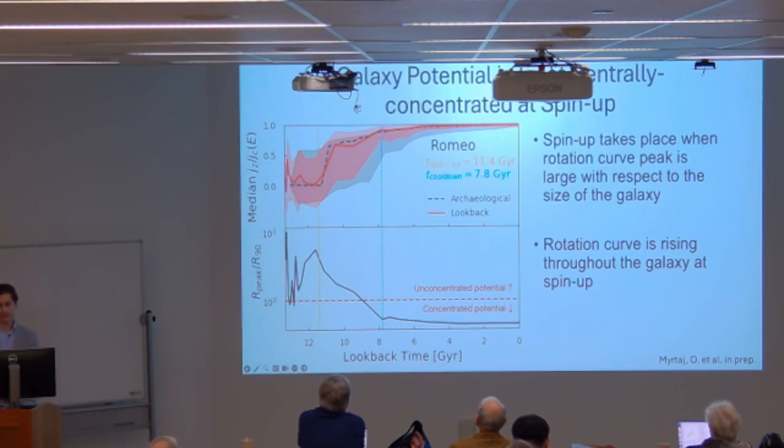The idea is that when the parameter falls below a value of unity, the potential is considered concentrated. And what we see here instead is that spin-up occurs when the rotation curve is still rising throughout the galaxy. So here's spin-up, here's this R_peak over R_90, and it's almost at a maximum around the time of spin-up. In other words, unconcentrated.